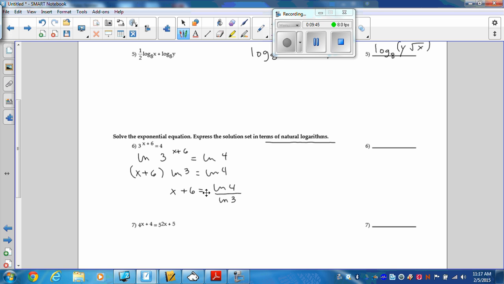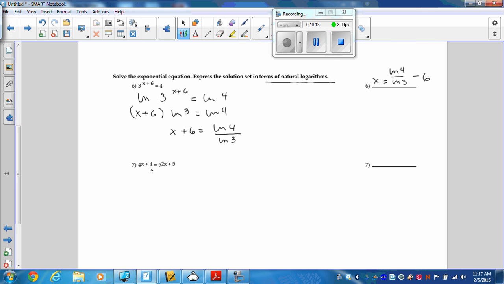And so now I'm going to subtract 6 from both sides. So x equals the log of 4 divided by the log of 3 minus 6. And again, we could calculate this and write it as a decimal with our calculator, but it says to leave it in terms of the natural log. So this is the exact answer that we'll work with.